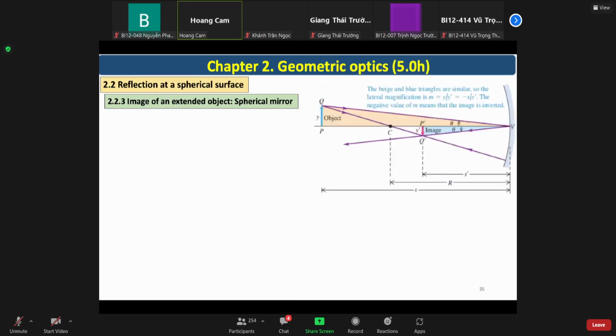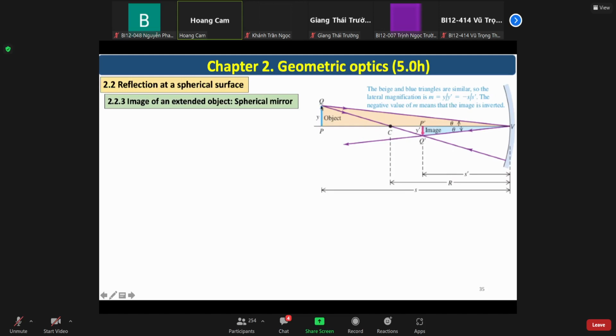Now we will move to the case of the extended object. Before it was a point, and now we will move to the case in which the object is an extended object here. So in order to find the image of this object, you will find the image of this point, the point Q, and then we do the projection. We got the image of this object.